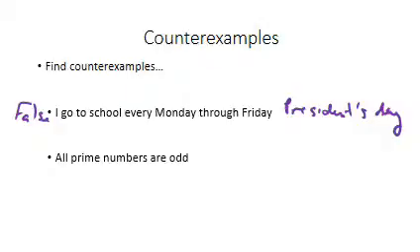Well, is it? What about the prime number 2? 2 is a prime number. It only has 1 and 2 as its factors, but 2 is not an odd number. So I found a counterexample. So I only need to find one counterexample to disprove a conjecture. There may be more. Up here, I go to school every Monday through Friday. Maybe it's the summer and I don't go to school. So there can be more than one counterexample, but I only need to find one to disprove it.